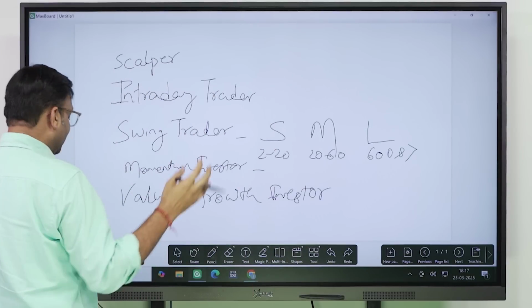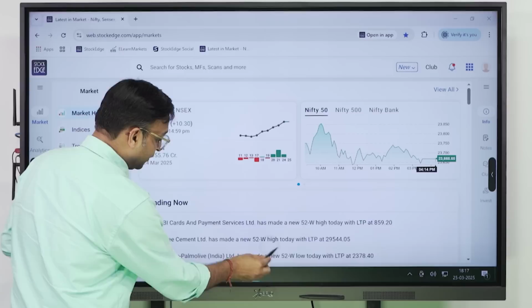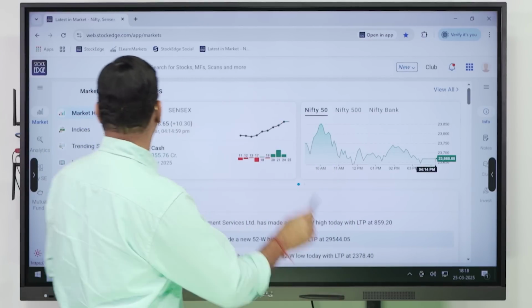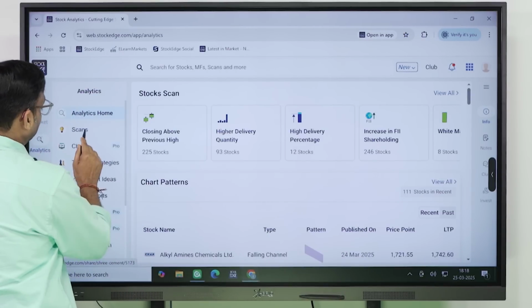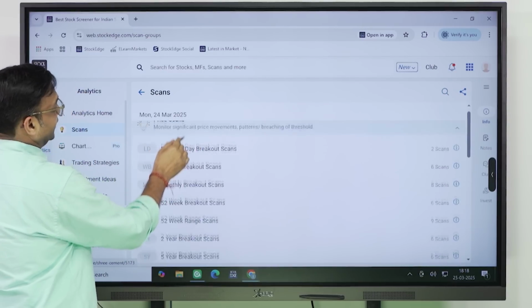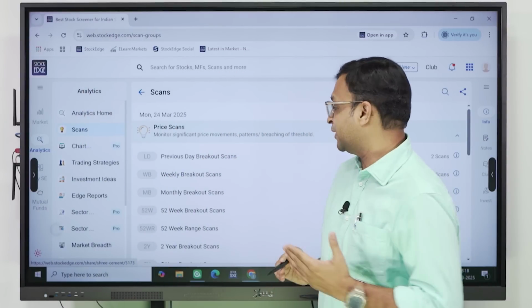Now, why am I teaching you all these things? Because ultimately, price action depends upon how you want to participate. Let me show you something very interesting. In StockEdge, we have something called price scans, and I want to use this feature to explain the whole concept of price action.